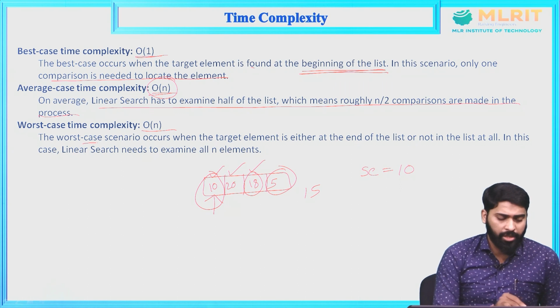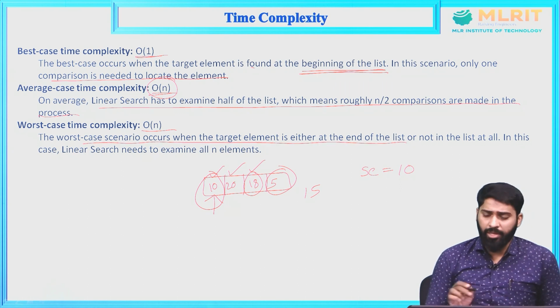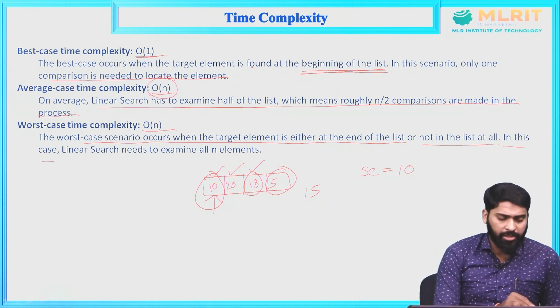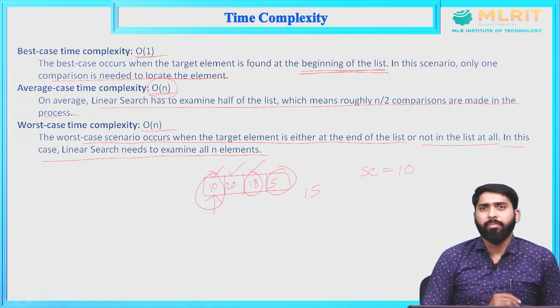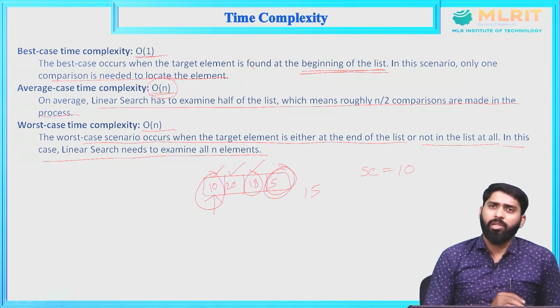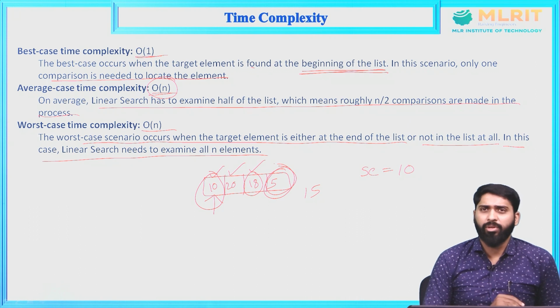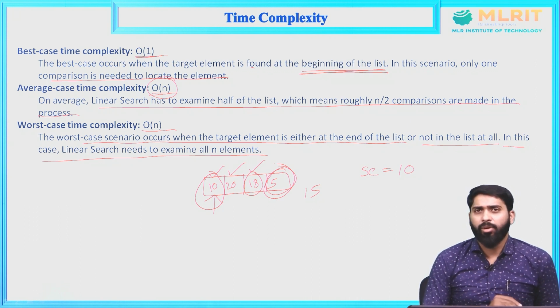The worst case scenario occurs when the target element is either at the end of the list or not in the list at all. In this case, linear search needs to examine all elements, all n elements. If the searching element is 5, then we search all the n elements, those are 4. If the element is not found, in this case also we are going to compare 4 times. So these two are the worst case time complexities.